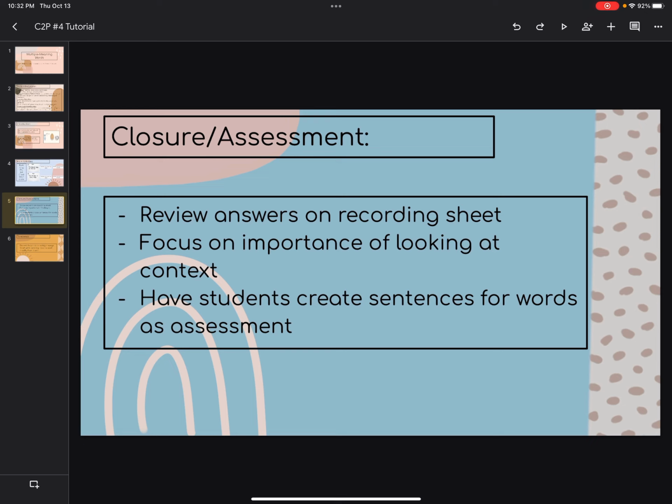And then as the assessment, I would do something similar, just individual instead of in pairs. Give students a couple words that have multiple meanings to create sentences for. So I could have a list of like 3 words from the previous page and say come up with 2 sentences for each word showing the 2 different definitions of the word, to show that they understand how to define both of them and how to define them in context.